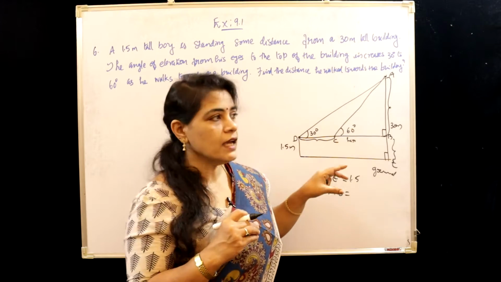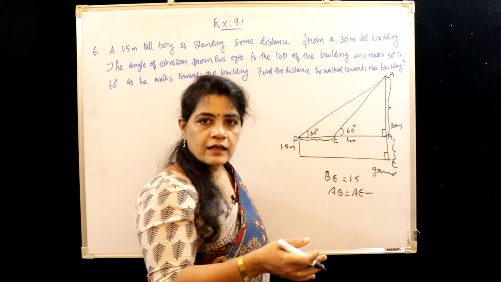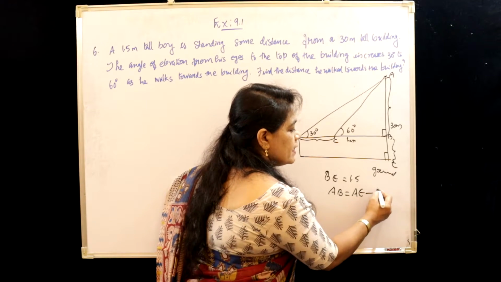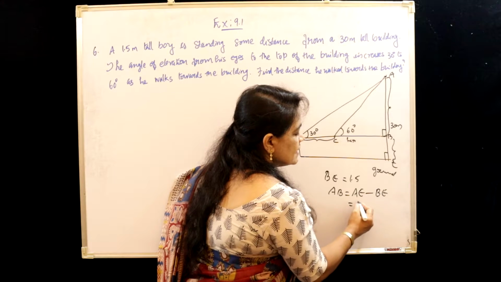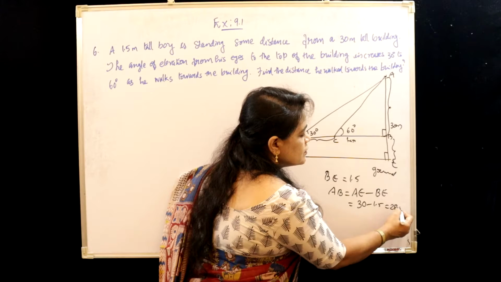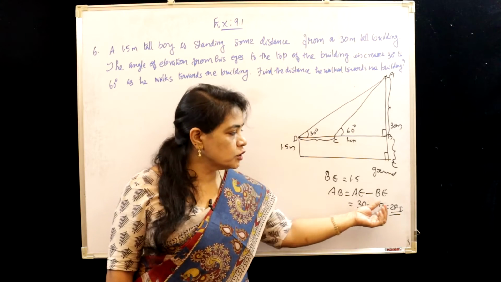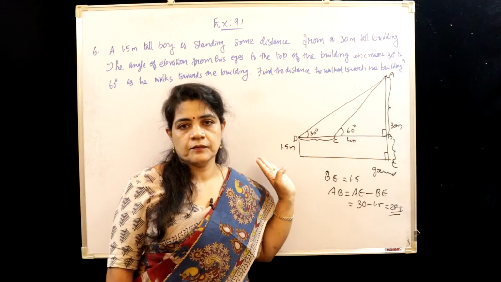So AB is equal to AE, the total height of the building, minus BE. That means 30 minus 1.5, which is equal to 28.5. So we have AB equal to 28.5 meter.